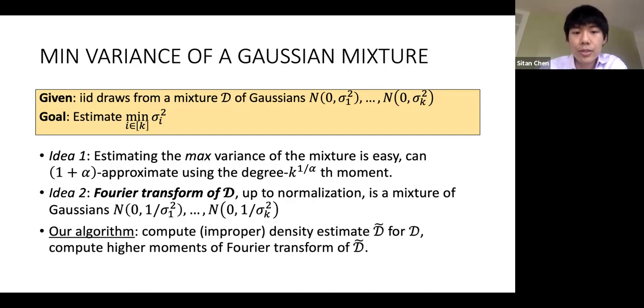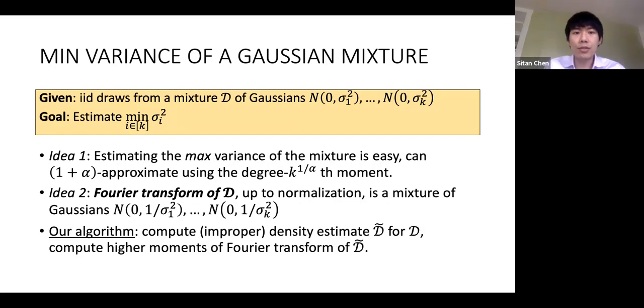So what you do is you compute an appropriate improper density estimate, d tilde, for this univariate mixture. It turns out that the way we construct this density estimate, it's possible to exactly evaluate higher moments of its Fourier transform. And altogether, this gives us our estimator.